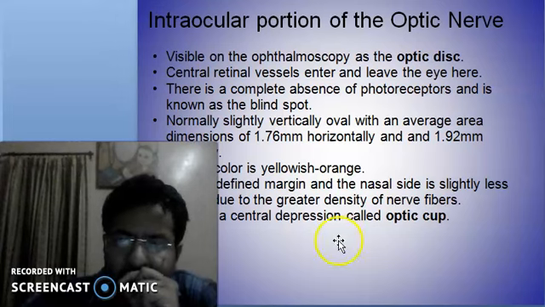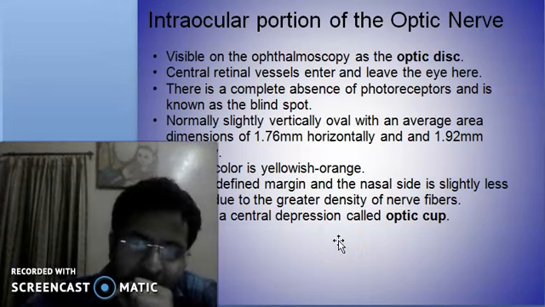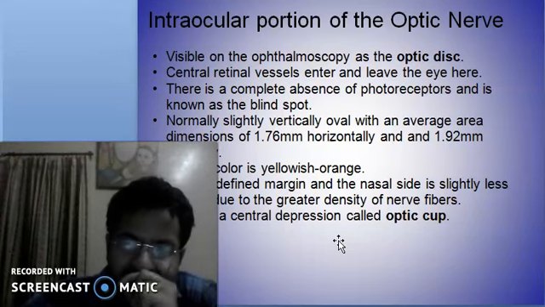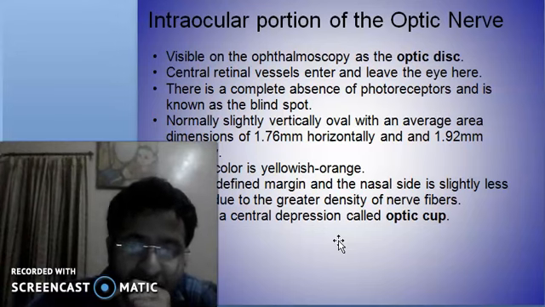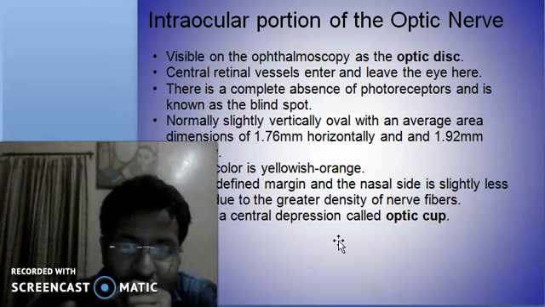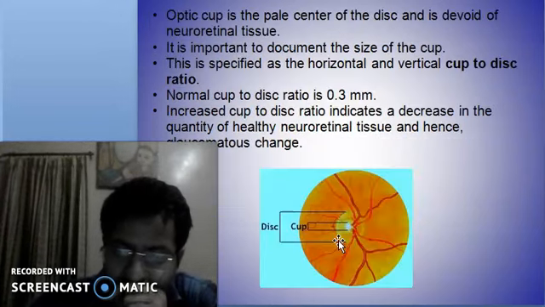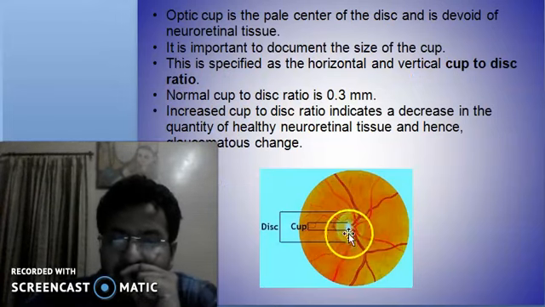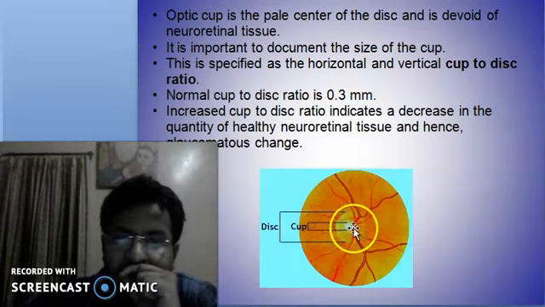The normal color of the optic disc is yellowish orange. It has a sharply defined margin, and the nasal side is slightly less distinct due to the greater density of the fibers here, and it is not due to any disc edema. The nasal margin is not so sharply visible because of more fibers. There is a central depression in the optic disc called the optic cup, and the optic cup comprises the lamina cribrosa.